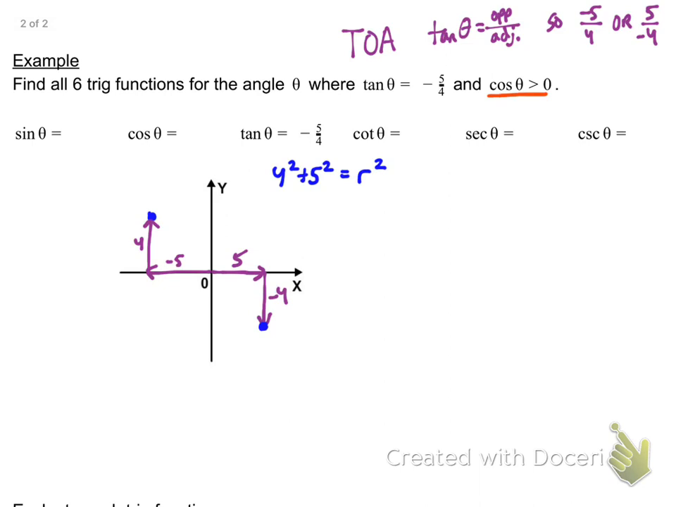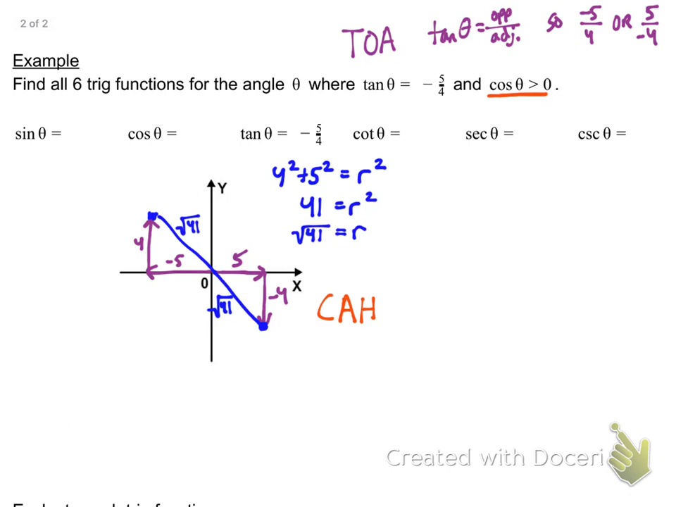Let's first find out what r is equal to, because it'll be the same in either case. When you square a negative number, it becomes positive. And so we know that r has to be the square root of 41. So either we're going to use the bottom right triangle, where that square root of 41 is the hypotenuse, or we're going to use the top left triangle, where the square root of 41 is the hypotenuse.